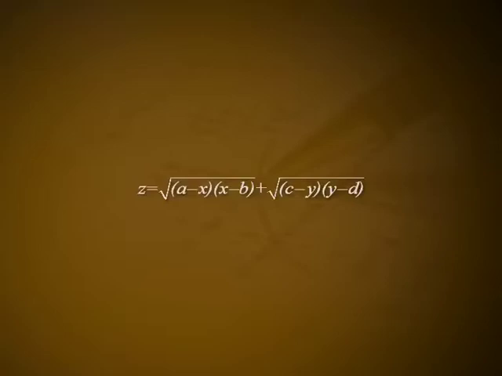2. Consider the relation z is equal to square root of (a minus x) into (x minus b) plus square root of (c minus y) into (y minus d), where a less than b, c less than d, let it be equation number 2. Now (a minus x) into (x minus b) is non-negative if a less than or equal to x less than or equal to b, and (c minus y) into (y minus d) is non-negative if c less than or equal to y less than or equal to d.